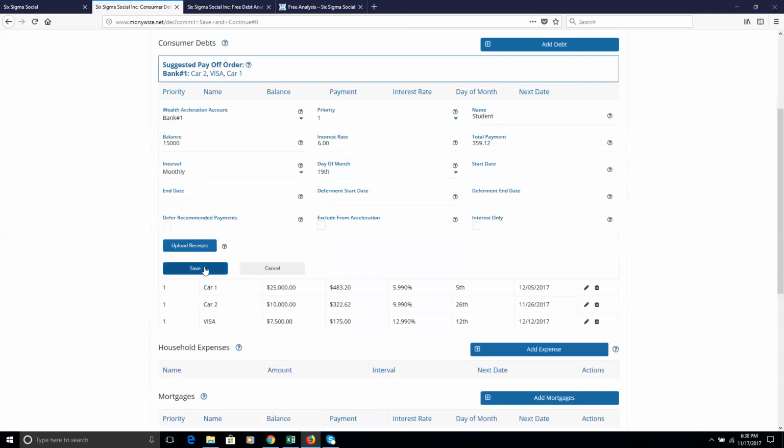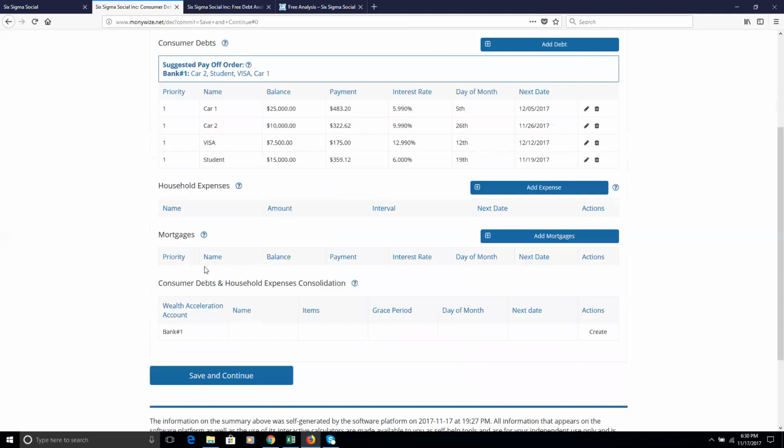So here we are. We've got their debts loaded up there, and there's a fair amount there. There's over $50,000 in debt there. Let's talk about their household expenses.